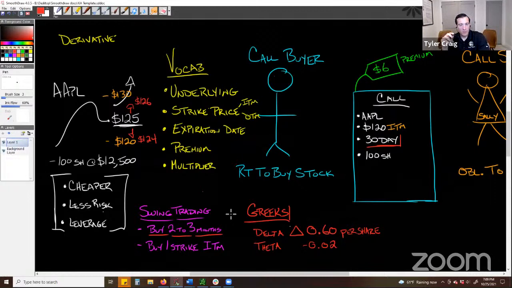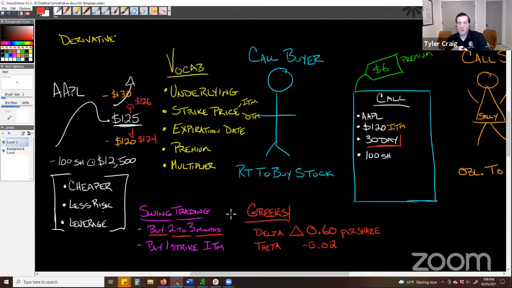So if you'll be a good student and be a little curious and just dig a little further and learn things like the Greeks and learn about the vocabulary and the contract specifications, you put yourself in a position where you just better understand what's going on, right? You better understand, and then you can make better decisions. You can make more informed decisions.